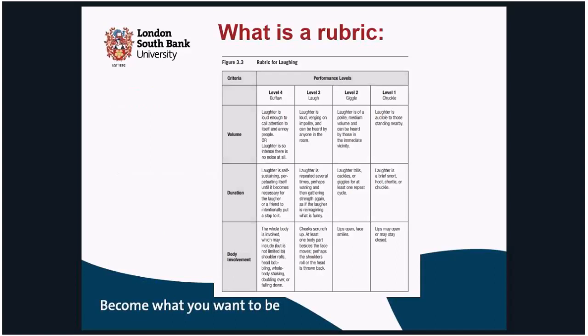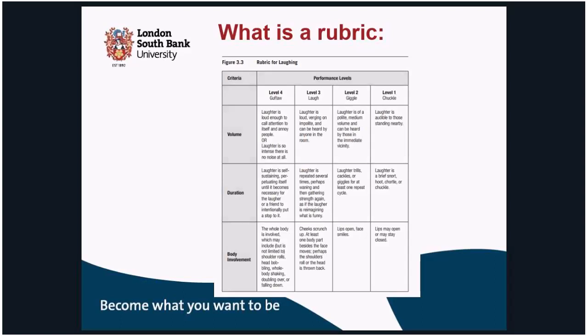First of all, what exactly is a rubric? Well, on the screen in front of you, I've given you an example of a rubric. It's a rubric that's used in a theatre studies course, and it is designed to assess the student's ability to laugh when they're acting. You can see on the left-hand side the performance criteria for what the student is being judged on: the volume, the duration of the laugh, or the body involvement.